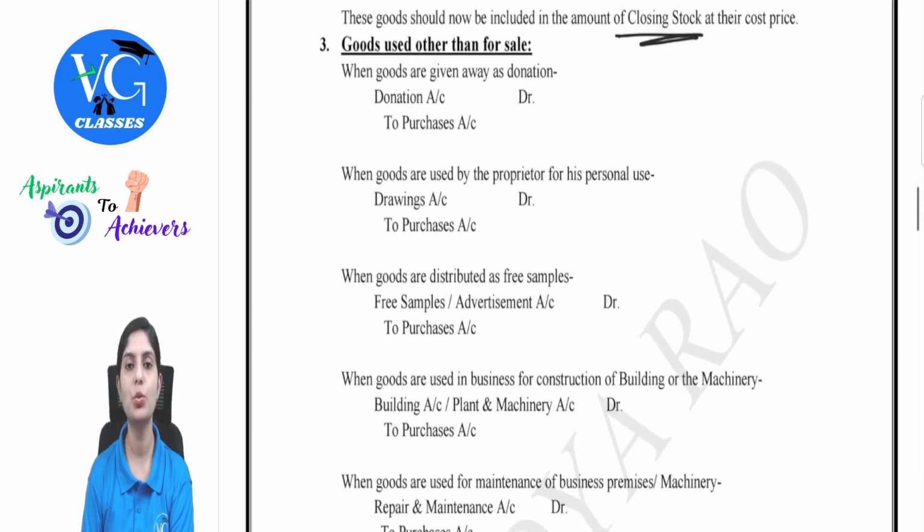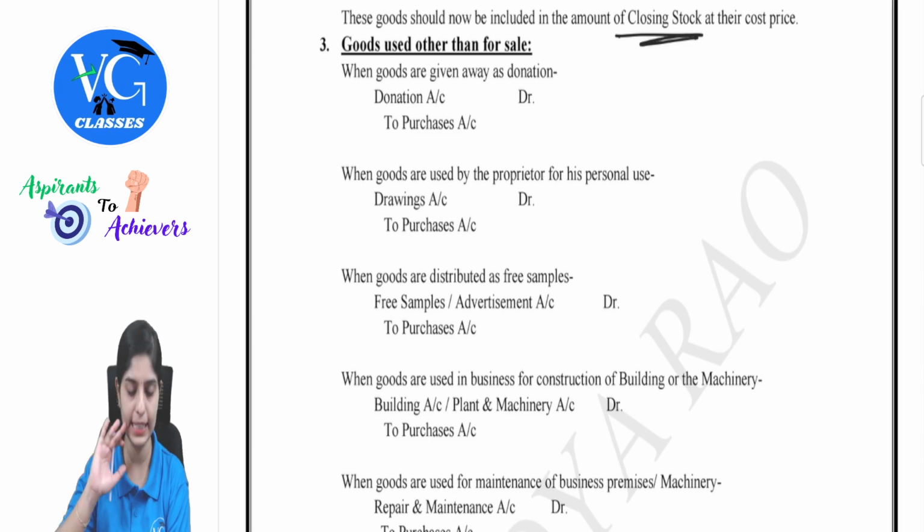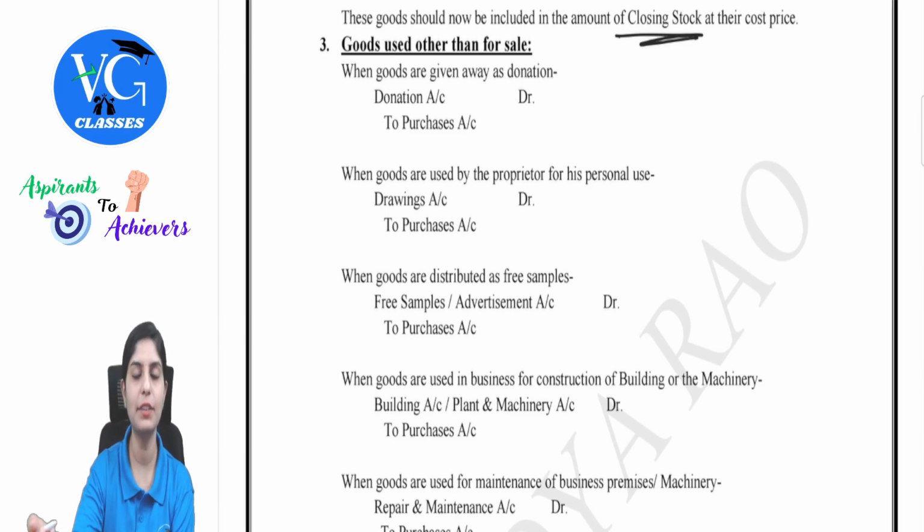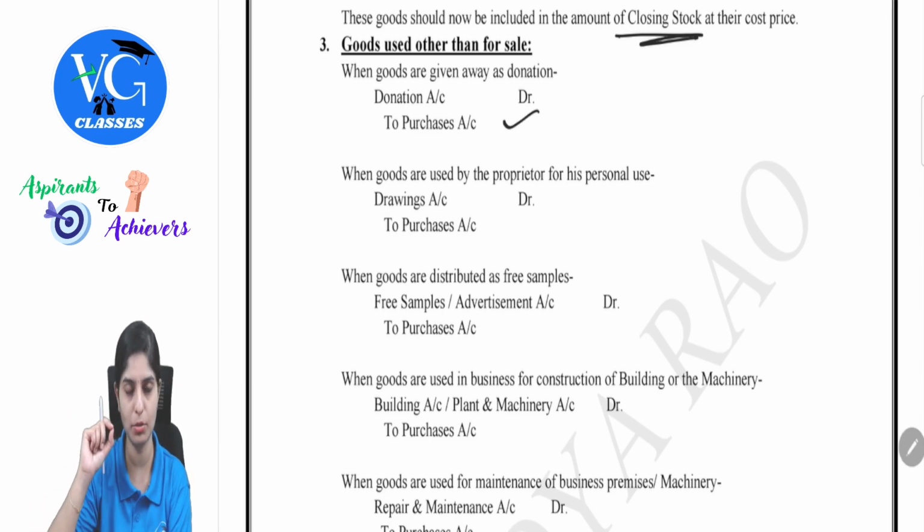Then, goods used other than for sales. There could be various situations where we are using goods for other purposes which is not sale. So first, when the goods are given away as donation, so you're just giving it as for a charity purpose, then the entry will be donation account debit to purchases because the quantity of goods comes down.